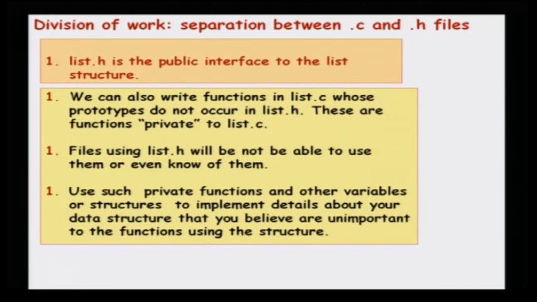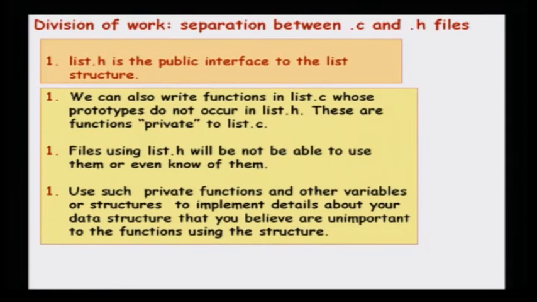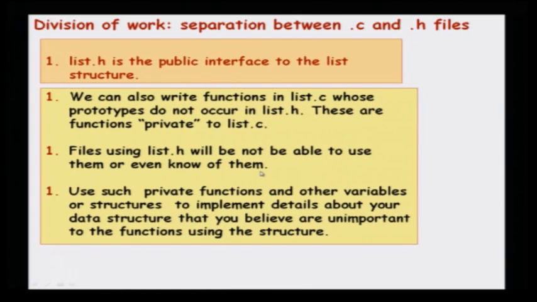Okay. So, what is the division of work? What is the separation between the .c and the .h files? The .h file is the public interface: if any other program wants to use the list functions, what you would do is include the list.h file. Now, list.c implements, defines all the functions that list.h has declared. In addition, it can also define other functions, but these functions will not be available to other programs using the list.h file. So, files using list.h will not be able to use these extra functions or even know about them. These are thought of as private functions. This can be used to implement certain details of your code that other users of this program need not know about.